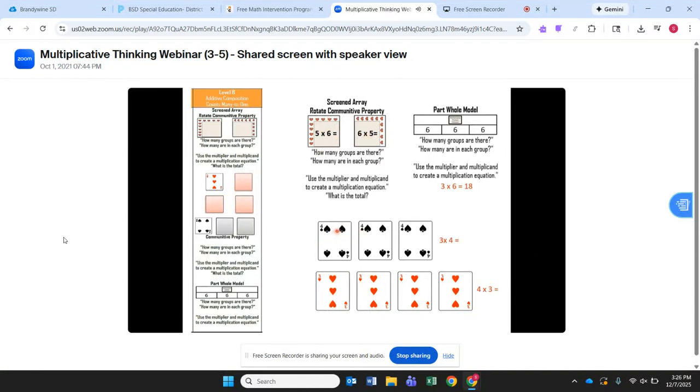It's hard for kids to understand that this right here is also the commutative property, and that 3 times 4 and 4 times 3 are going to equal the same thing. So when you start teaching the commutative property, use the arrays first and rotate them, and then go on and start working with equal groups. But remember, the entire focus is creating equations.